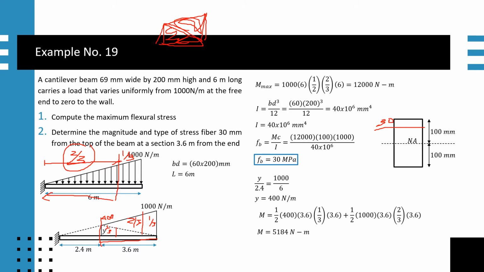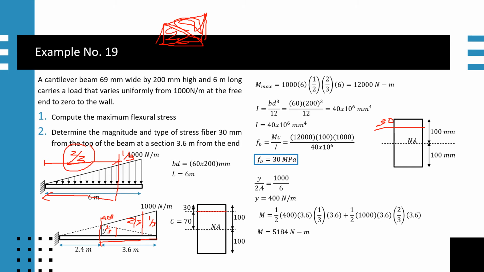And then, kailangan nating kunin ang maximum flexural stress at 3.6 or at 30 millimeters from the top fiber. So, yan. 30 millimeters from the top of the fiber. So, ang kukunin natin dyan, dito yung location ng hinahanapan natin ng bending stress. So, ang magiging value ng C natin is 70.